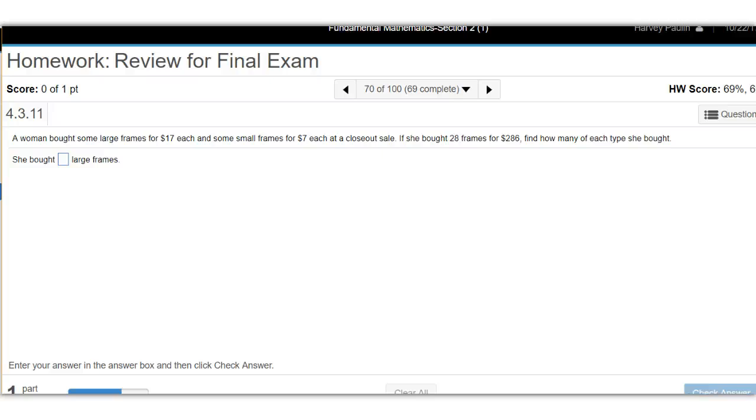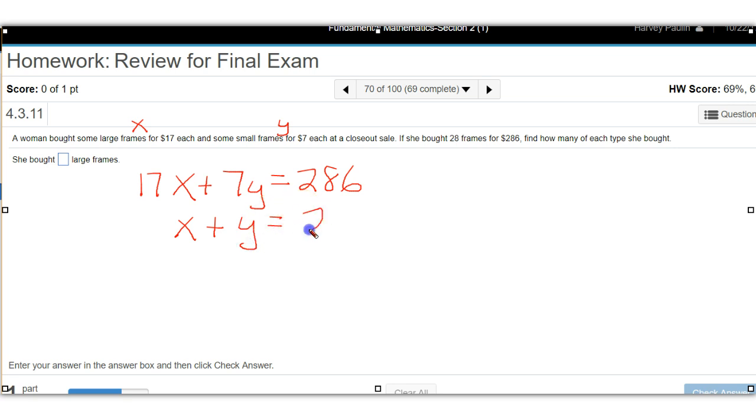Okay, so we're going to read this through. Hopefully you're pausing this and getting some notes and looking for strategy. So part of this is setting it up to what's going on here. Well, we're going to buy X frames. These are the large ones. So X frames. This is the number of X frames. And they were $17 each. And Y frames will be the small one, which are $7 each. And it cost us $286. And then we know that when we left, we had 28 frames. So if we take the total number of large plus the total number of small, that equals 28. So these are our two equations.